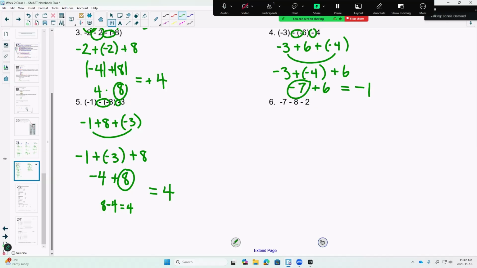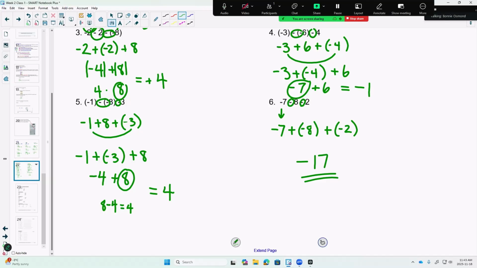Now, I think I mentioned this before, but I can't remember for sure. You don't have to put a plus sign in front of a positive number. You can if you want to, but you don't have to. But you have to put a negative sign in front of a negative number, otherwise it's positive. So remember that. Okay, number 6. Negative 7 stays the same. So take away 8 becomes plus negative 8. Take away 2 or minus 2 becomes plus negative 2. So all you're doing is putting in a plus sign in front of the minus sign, really. So now I've got 3 negative numbers. They're all negative, so my answer is going to be negative. 7 plus 8 is 15, plus 2 is 17, so my answer is negative 17.